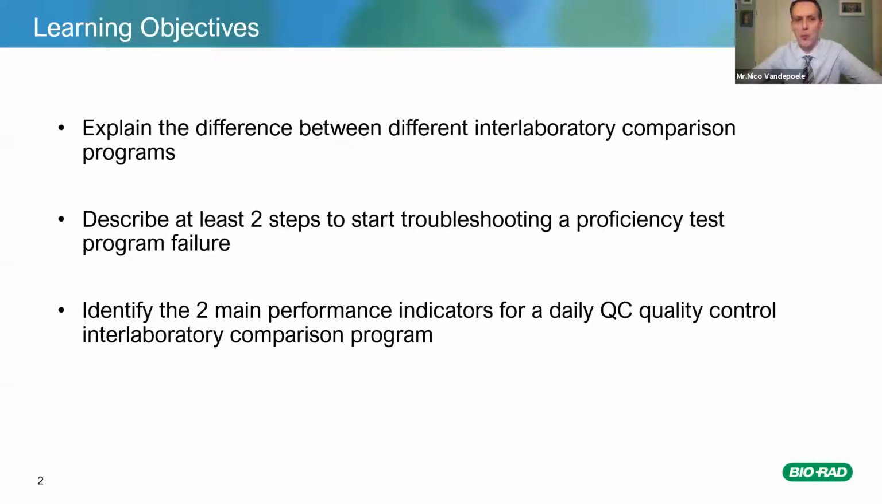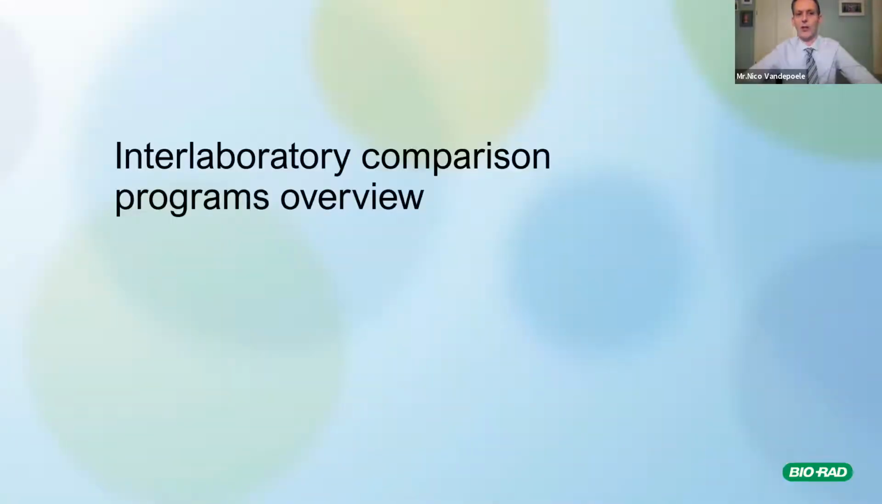As a couple of quick objectives, let's look at the differences between interlaboratory comparison programs. Then I'll take a look at proficiency testing and show how we can have a couple of steps for troubleshooting. And also then look at a different interlab comparison program, which is your daily quality control interlab, and show how the performance indicators of that program can help you to do some additional troubleshooting. So let's start with a quick overview of these programs.